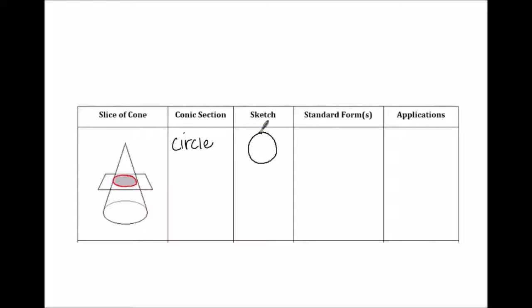The standard form for the equation of a circle is something that you should have seen in geometry. That is (x - h)^2 + (y - k)^2 = r^2. And we see circles a lot in everyday life. A wheel is a circle, a clock is a circle, gears are circles, and ripples in a pond are circles.